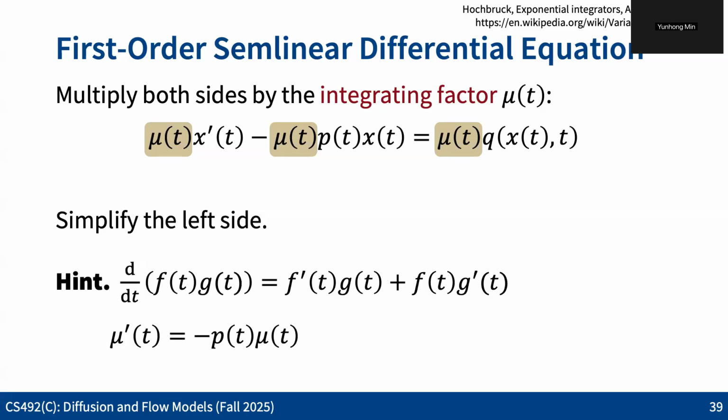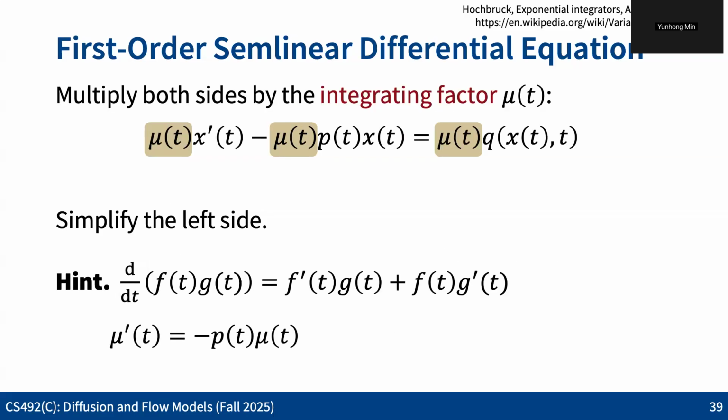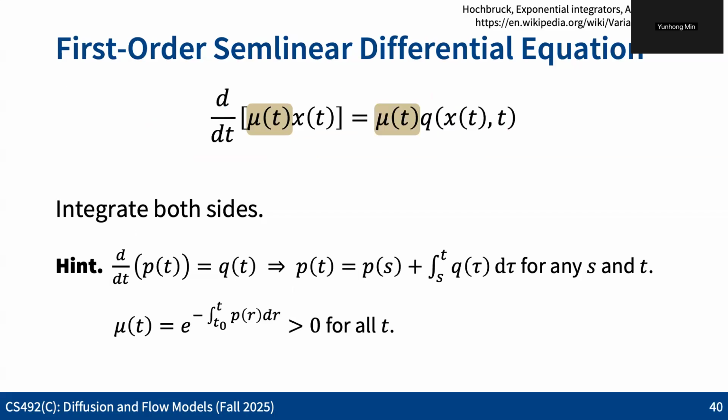You can see that the whole left-hand side becomes the derivative of some function, right? The whole left-hand side can be simplified into the derivative of the product of these two functions. Because the derivative of the mu function, by the definition we gave, becomes this term, and this is the derivative of x_t. From the product rule, the left-hand side simplifies this way. That's why we introduce the mu function: to simplify the formulation in this way.